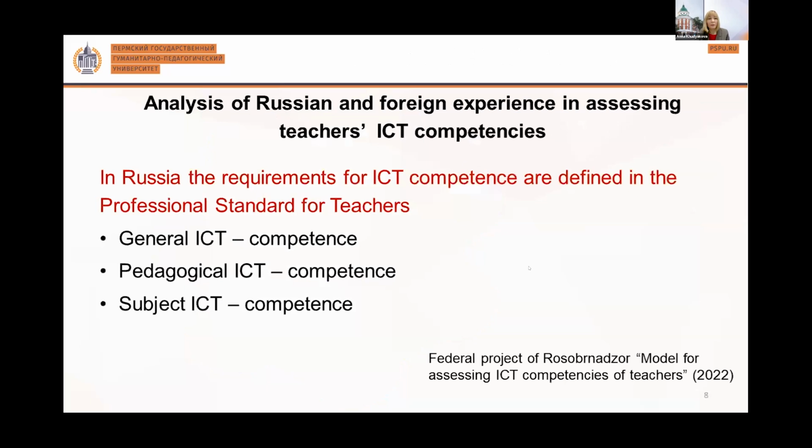As for the Russian requirements for ICT competence, it's defined in professional standards for teachers. It consists of 3 levels: general ICT competence, pedagogical ICT competence, and subject ICT competence. We took part in a Russian federal project of Rosobrnadzor, and we designed a model of assessing ICT competences. And in the pedagogical university, we design diagnostic materials for the assessment of ICT competence of students.